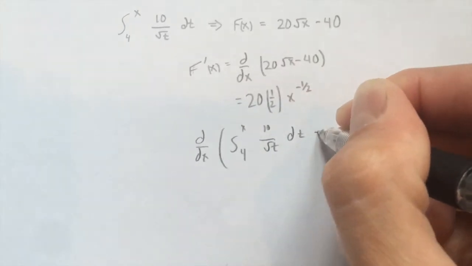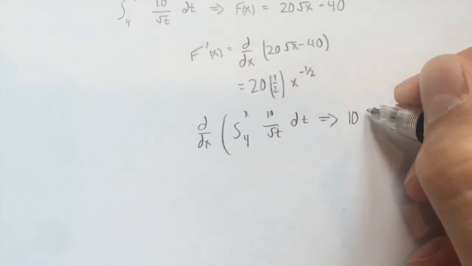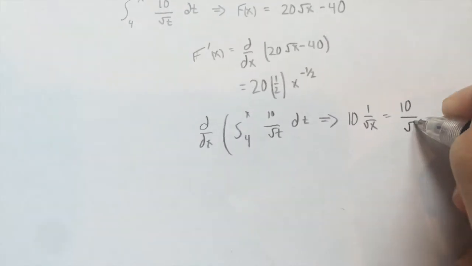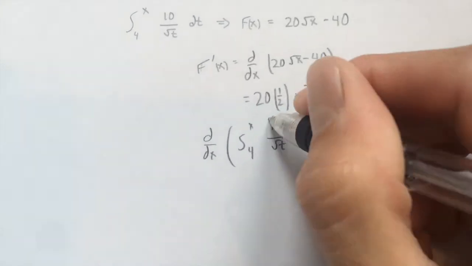For example, in the problem shown, the main F of x function is found by taking the derivative of the F of x function and showing that they are equal.